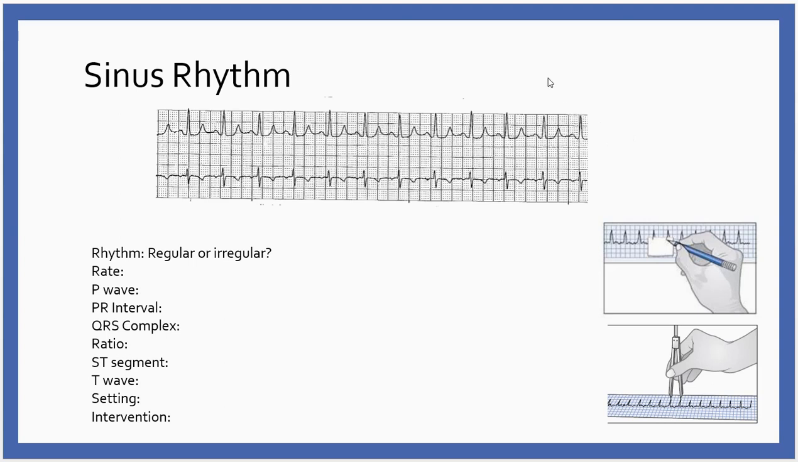I'm going to do that measurement of the QRS. And so I need to, let's see, this one. I'm going to start at the beginning of the QRS, which is right here, to the end of the QRS, which is right here. And it's 2 baby boxes. And so my QRS complex measures 0.08. Next thing I need to look at, ratio. Ratio means that I have 1 P wave for every QRS, and so my ratio is appropriate. It's 1 to 1.